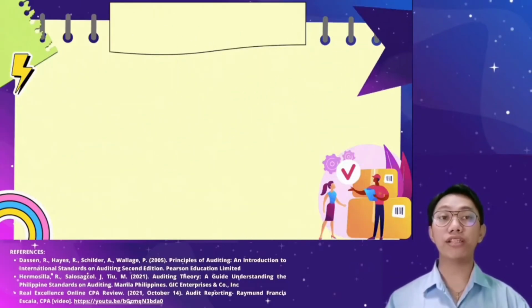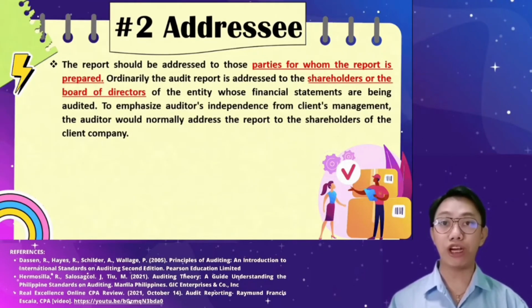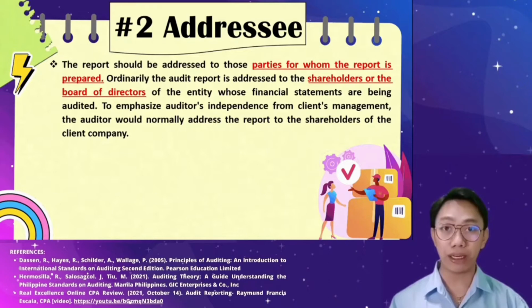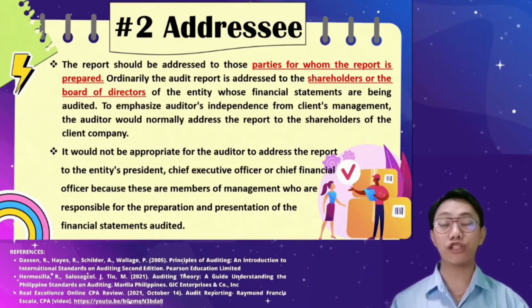The second basic element is the addressee. The report should be addressed to those parties for whom the report is prepared. Ordinarily, the audit report is addressed to the shareholders or the board of directors of the entity whose financial statements are being audited. To emphasize auditor's independence from client's management, the auditor would normally address the report to the shareholders of the client company. It would not be appropriate for the auditor to address the report to the entity's president, chief executive officer, or the chief financial officer because these are members of management who are responsible for the preparation and presentation of the financial statements audited.